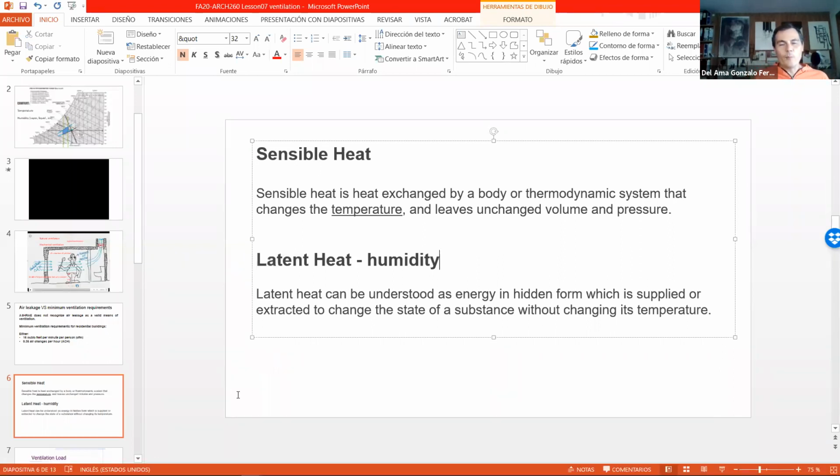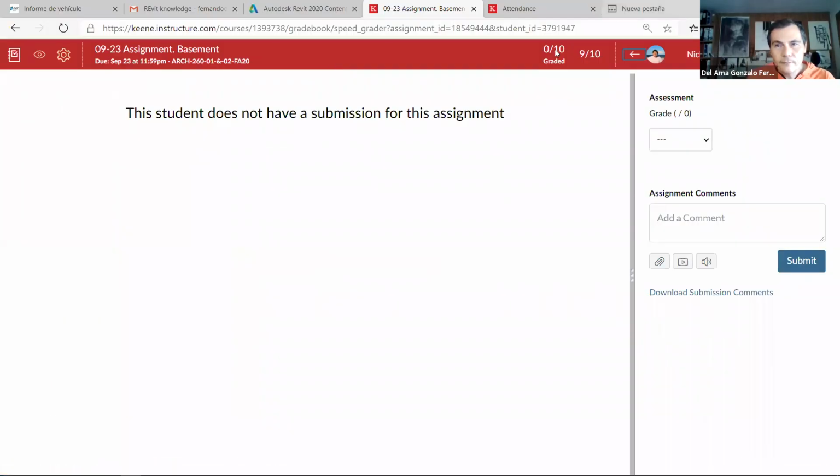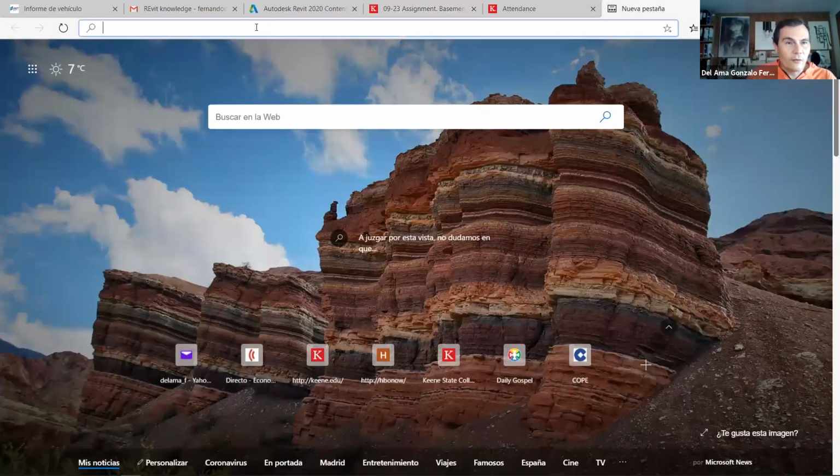So we have both in the air: the temperature and the humidity. When we are changing the humidity of the air, we are changing the latent heat. When we are changing the temperature, we are changing the sensible heat. So latent comes from Latin. Everything comes either from Latin or Greek.